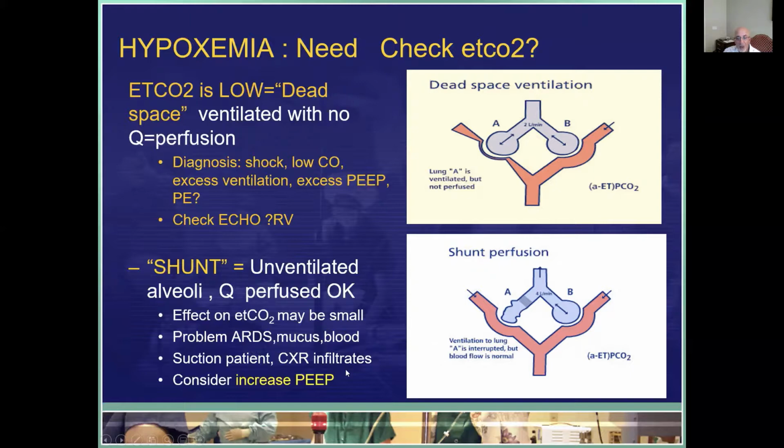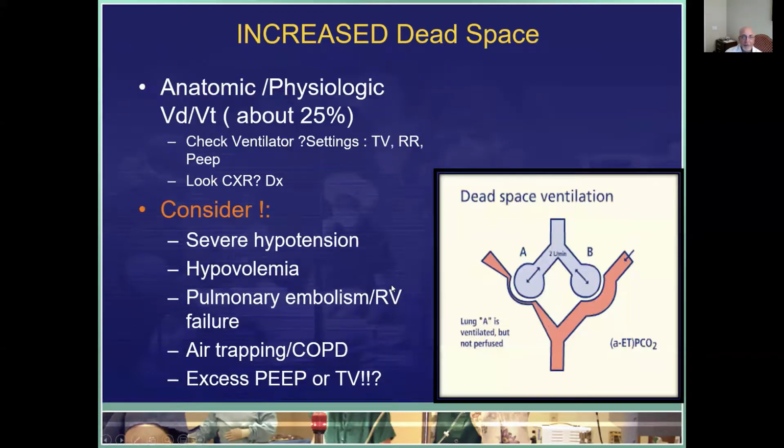In this situation, it is best to check the chest X-ray for whiteout or pulmonary infiltrates or pneumonia and suction the patient. This is an area where you may actually have to increase the PEEP to recruit the alveoli. In a patient with dead space, one has to consider decreasing the tidal volume and decreasing the respiration rate and allow for better perfusion of the alveoli.